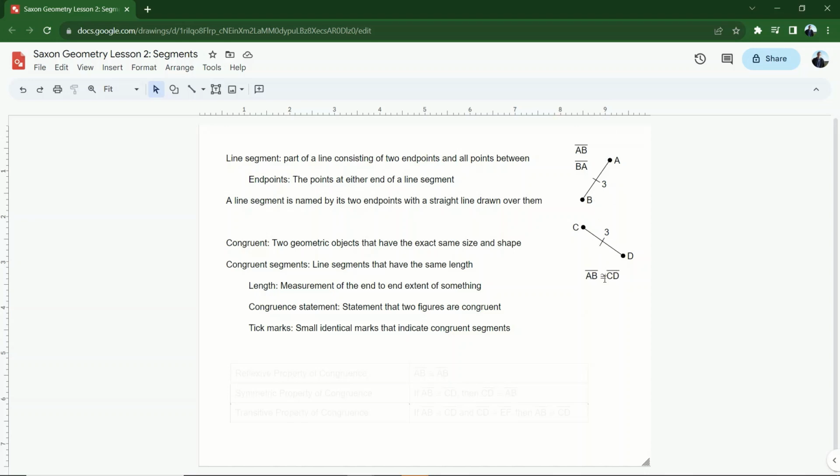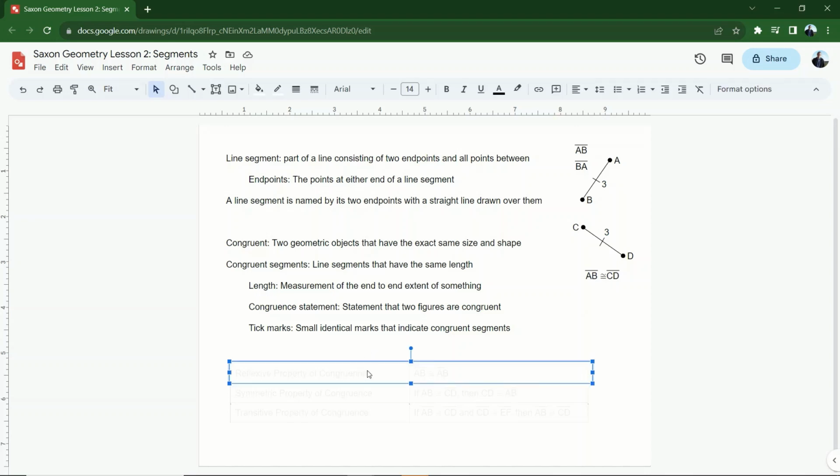If one segment had a double tick mark and one had just a single tick mark, so one had two little lines and one had one, I know they weren't congruent, or at least I don't have any evidence that they're congruent. But if they both have two tick marks, that means that they are congruent. Okay, so that's how tick marks work as another way of demonstrating congruence.